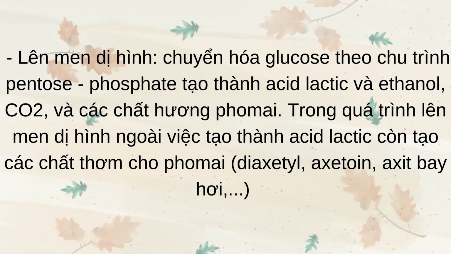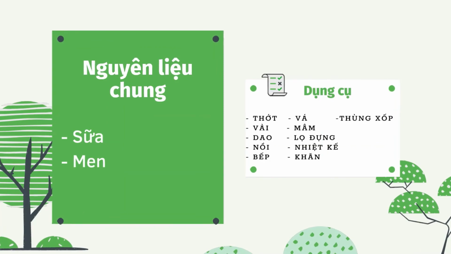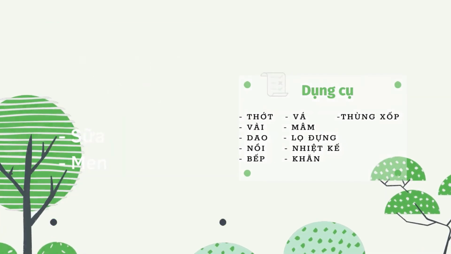In the process of fermentation, beyond the creation of lactic acid, it also creates aromatic qualities for cheese: diacetyl, acetoin, acetic acid. Mechanism of fermentation with lactic microorganisms: lactose to lactic acid reduces the pH of milk to coagulate casein. The process often takes place slowly. Tools: cutting board, cloth, foam box, tray, knife, container, pot, thermometer, stove, towel.